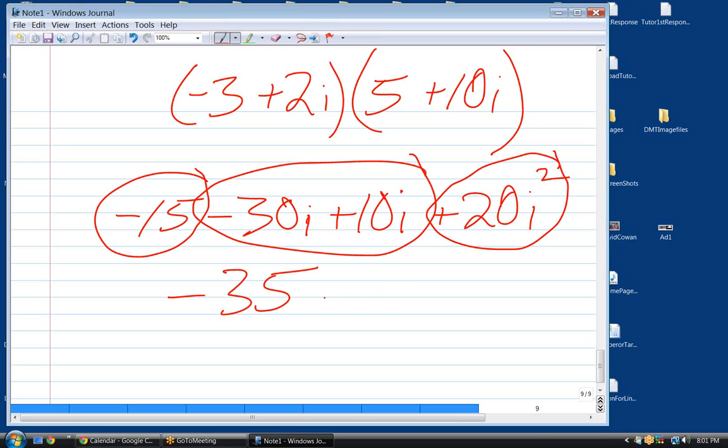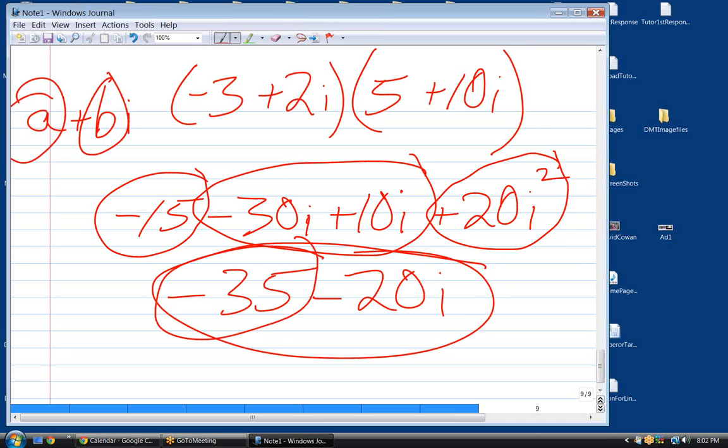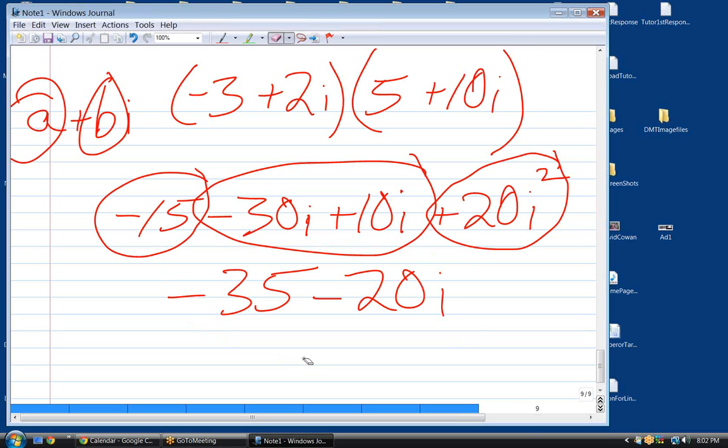Minus 20i. And there's your answer. Standard format for imaginary numbers is a plus bi. This is the real part, and that's the coefficient of the imaginary part. So a is minus 35, b is minus 20. Okay? And then it has the same things in parentheses except it says to add them now.